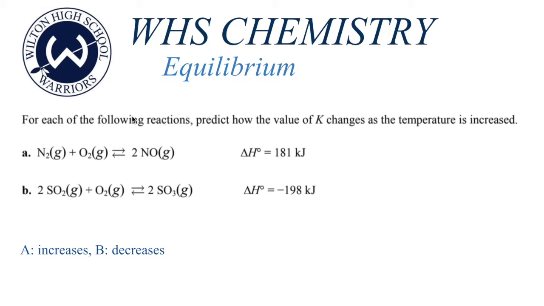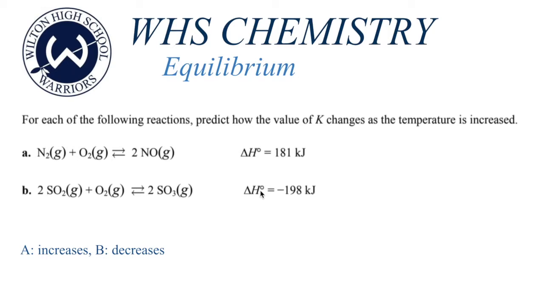Lastly, for each of the following reactions, predict how the value of K changes as the temperature is increased. Since this equation is endothermic, you can imagine the 181 kilojoules on the reactant side. When temperature is increased, there are going to be more reactants, which is going to make it shift right. When the reaction shifts right and there's more products, K is increased, because more products means K is increasing and more reactants means it's decreasing.